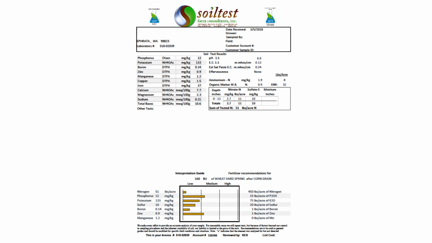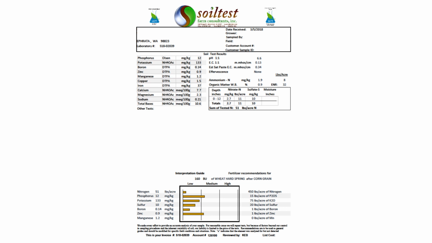In our case, we measured nitrate on the first foot at 2.7 parts per million. Again, this value is multiplied by a factor of 4, and we determine that our pounds per acre of nitrate that's available is 11 pounds. Sulfate sulfur is also listed, and moisture would be listed if it had been requested. In this case, it was not. This 11 from nitrate, the 32 from our estimated nitrogen release of organic matter, and 8 from ammonium are all used to determine our sum of tested N, which in this case is 51 pounds.